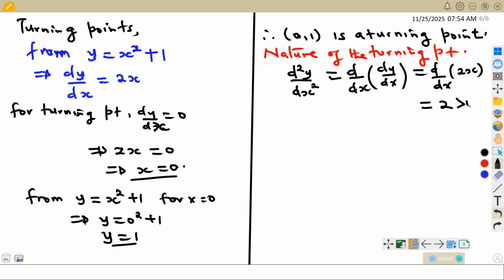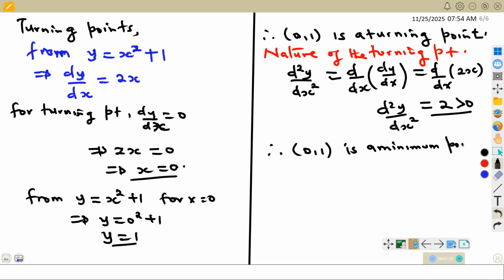But this 2 is greater than 0. So it means that d2y/dx squared is greater than 0. And if it is greater than 0, then it means your turning point is actually a minimum. This is a minimum point. Okay, so we have got the turning points. We have got the intercepts.